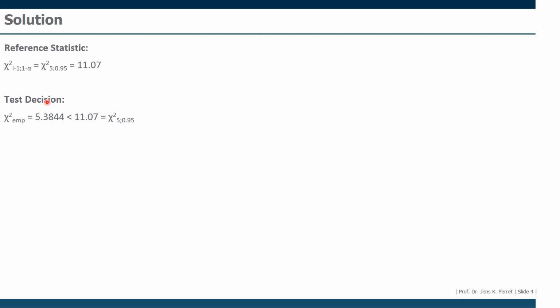That's the test decision. So we take a look, test statistic, reference statistic, and we see that the test statistic is definitely smaller than the reference statistic. This is always an indicator that we cannot reject our H0 hypothesis. And in the context of the goodness of fit test, the zero hypothesis means that the actual distribution follows the given distribution. So the actual values, the actual frequencies follow the given distribution.